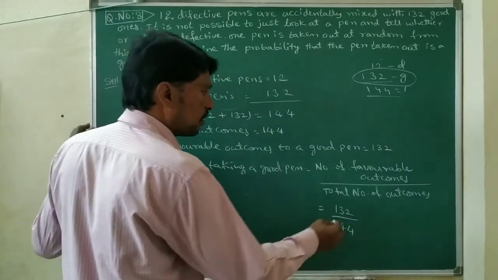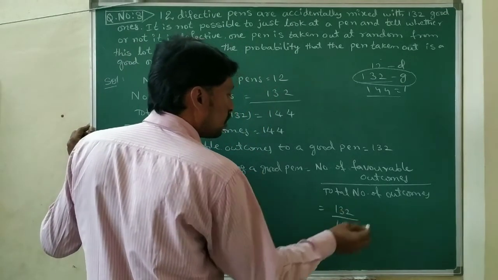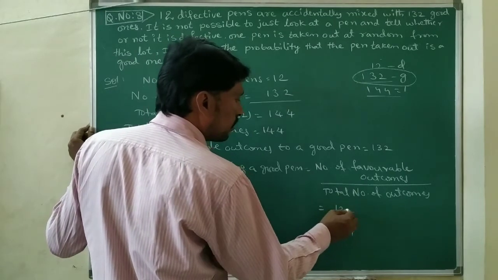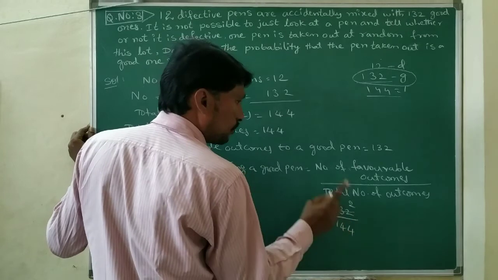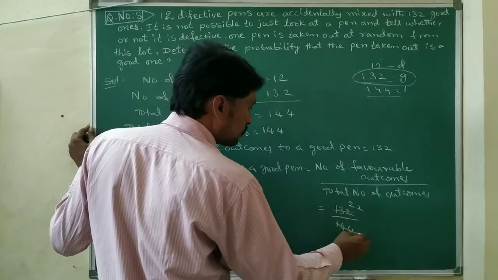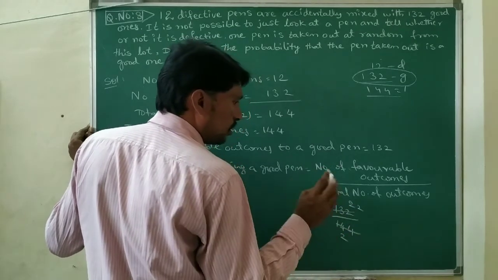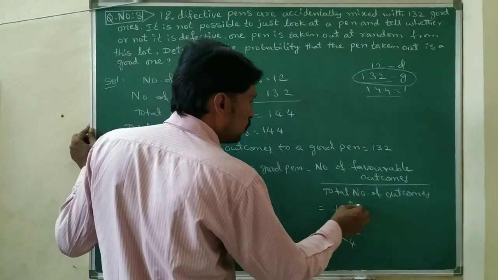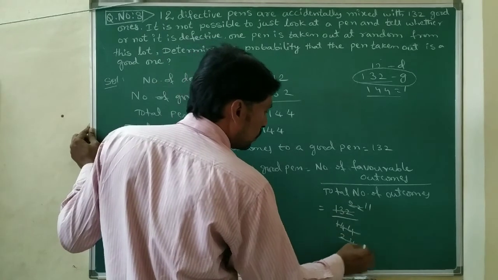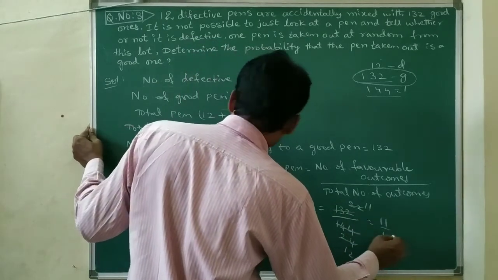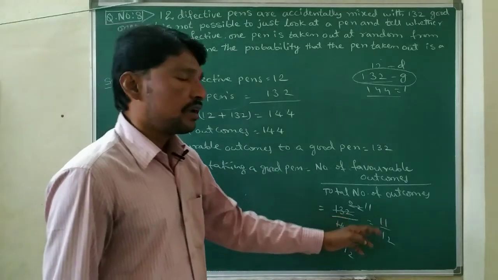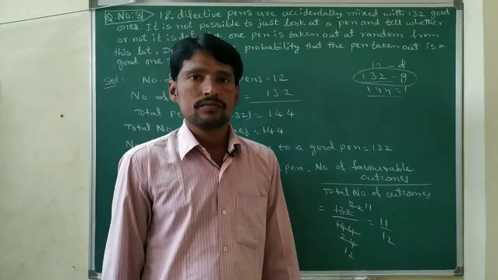Now I will cancel using the 2 table. 6 2s are 12, 1 remains; 6 2s are 12, 2 remains; 6 4s are 24. Again 2 table: 2 11s are 22, 2 12s are 24. That equals 11 by 12. So the probability of taking a good pen equals 11 by 12.